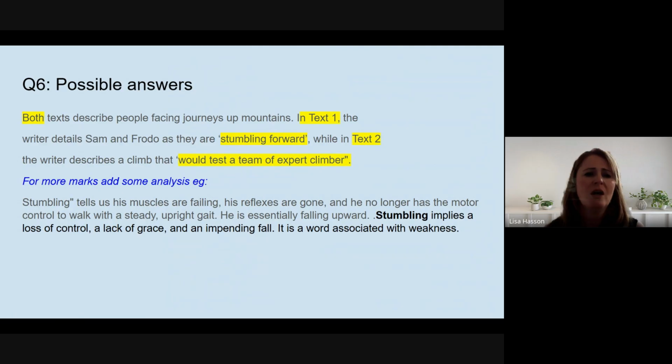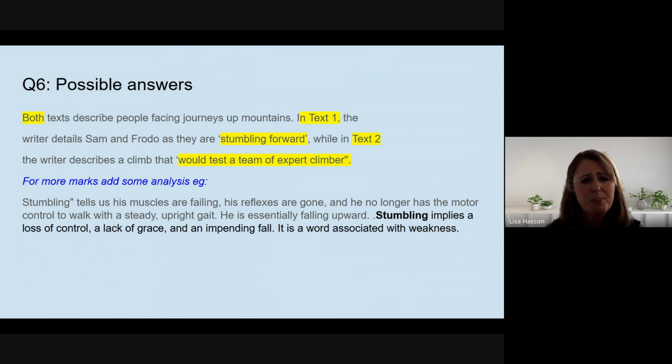So here we've got that comparative point. We've got the highlighting of the word "both" to show that I'm comparing. We've got a quote from text 1 and a quote from text 2, which is what you need to be getting into that middle band. But for further marks to access the higher band, we might want to start analysing a bit.